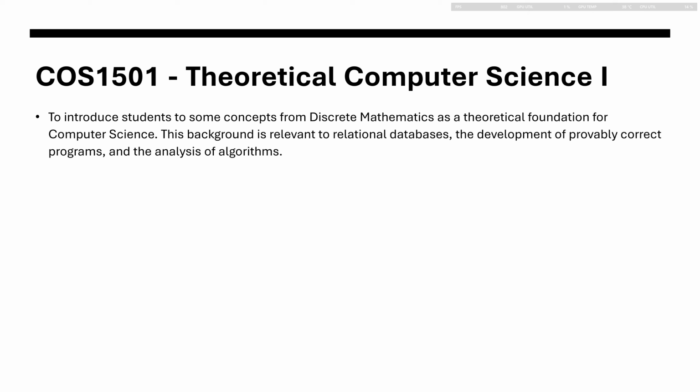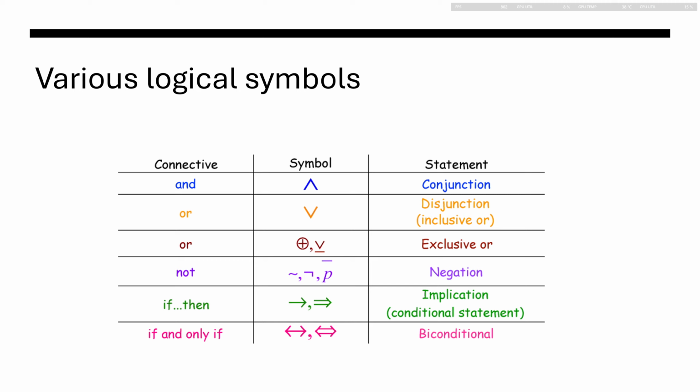So COS 1501, Theoretical Computer Science 1, the description online states, to introduce students to some concepts from discrete mathematics as a theoretical foundation for computer science. This background is relevant to relational databases, the development of provably correct programs, and the analysis of algorithms. Let's take a look at what that actually means.